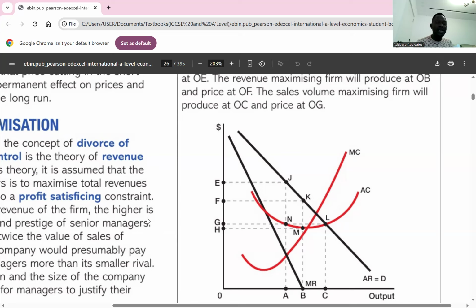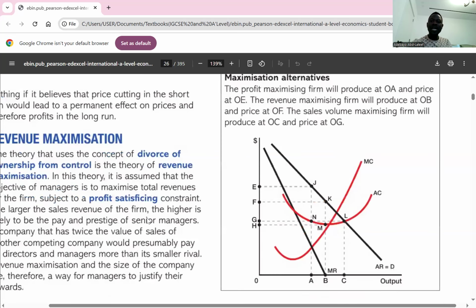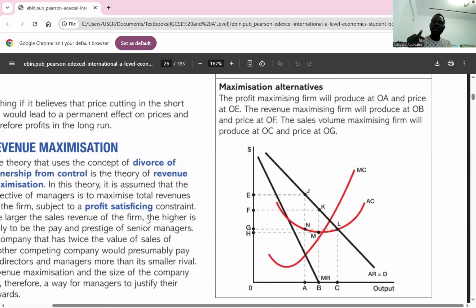So a sales volume maximizer wants to sell where AC equals AR. A revenue maximizer wants to sell where MR equals 0. And a profit maximizer wants to sell where MR equals MC. I think it's clear. Any question about this? No. So that ends the 3 objectives of a business. The next class, we're going to talk about profit satisfaction.